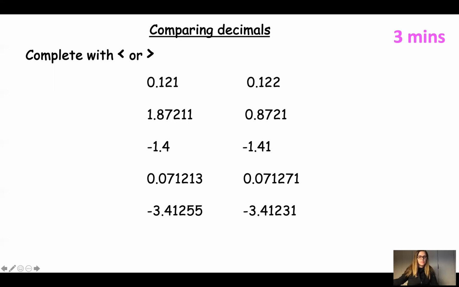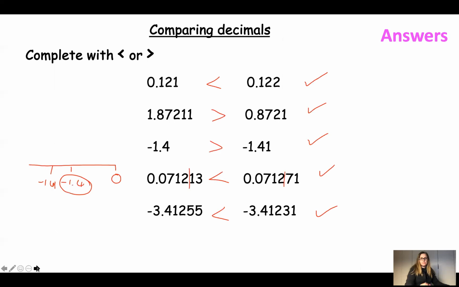Okay, let's take a look at the answers. Let's get rid of that. Okay, so we've got 0.121 is less than 0.122. The next one is greater than. The next one is greater than. And you can see what I say about a number line doesn't need to take you ages. It doesn't need to be accurate, but just sketching it out really quickly makes it clear to see that negative 1.4 is closer to 0, and therefore it is a larger number than negative 1.41.